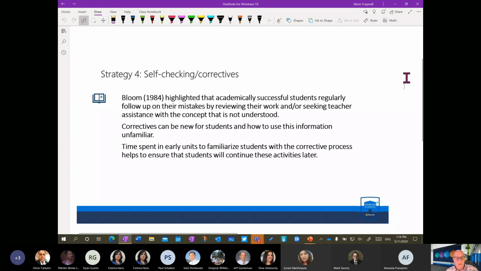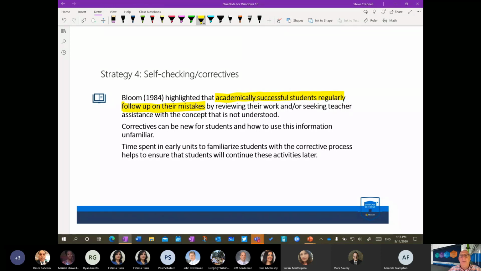Now, strategy 4, watching my clock here, self-checking correctives. Now, Benjamin Bloom, I think we've all heard of Mr. Bloom, made an assertion that academically successful students regularly follow up on their mistakes. Now you've got to remember, Benjamin Bloom was doing this back in '84. He had no OneNote, no Maths Tools, no quizzes. Okay, but the point is still relevant.